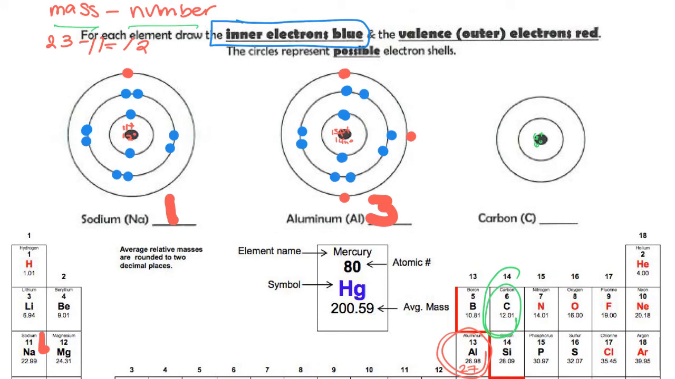My next step is to determine my number of electrons. Remember, protons and electrons are the same. So if I have 6 protons, I also have 6 electrons. So 2 of my little electrons go in the inner shell, and then I have 4 left that need to be placed, and they get placed in this outer shell. So I have 4 valence electrons. We're going to do some more examples together.